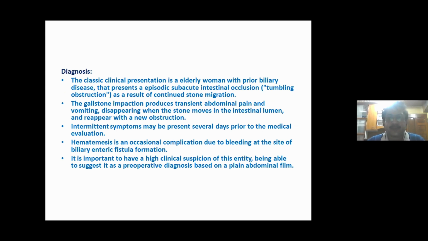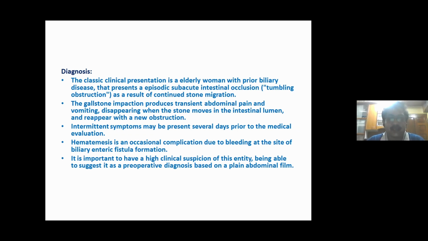Diagnosis. The classical clinical presentation is an elderly woman with prior biliary disease who presents with episodic subacute intestinal occlusion, that is tumbling obstruction, as a result of continued stone migration. The gallstone impaction produces transient abdominal pain and vomiting that disappear when the stone moves in the intestinal lumen and reappear with a new obstruction. Intermittent symptoms may be present several days prior to the medical evaluation.